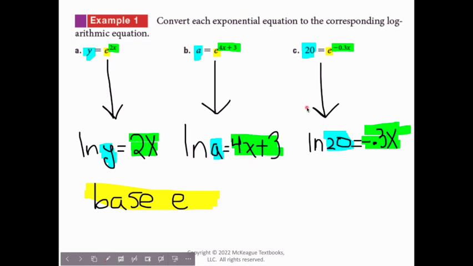Last example, again, we have base e. That's our natural constant, so we're going to use natural log ln, or you could write it as log base e. 20 is the argument, so I put 20 here. And then our exponent is negative 0.3x, so I put that here.